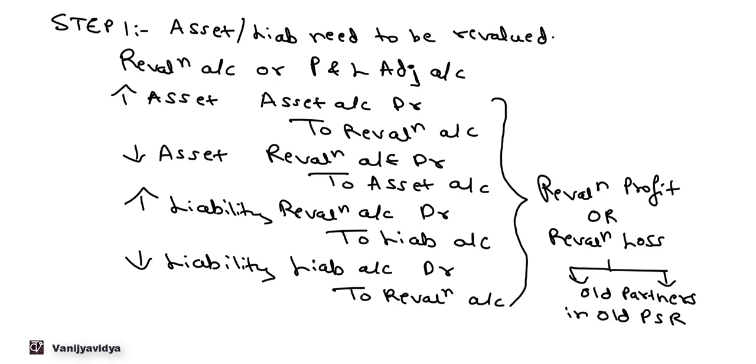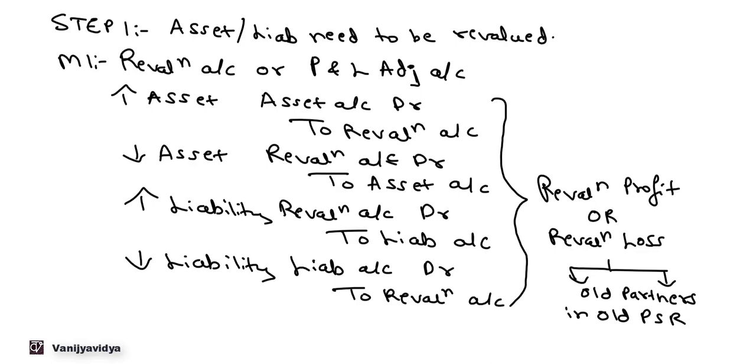Now, this is method 1. In this method, what we can see is we need to prepare a separate revaluation account or profit and loss adjustment account, and all assets are revalued. That is, when we prepare a balance sheet, all assets will be reflected at the revalued amount or revalued figure.